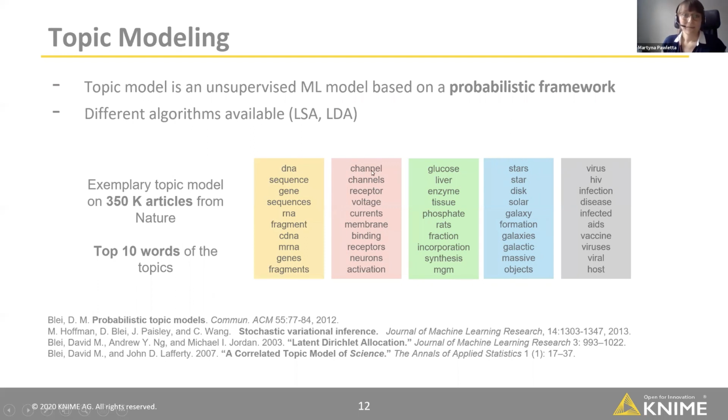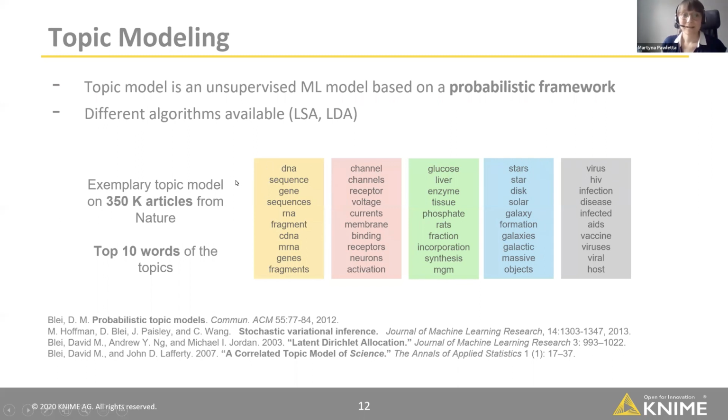Here we could say something about channels, right? There's a receptor, there's a membrane. So this is related more to channel research or receptor research. Then we have something about glucose, then something totally different than the others. So this is about stars and solar and galaxy. And the last one shows a topic about viruses and infections and vaccines.